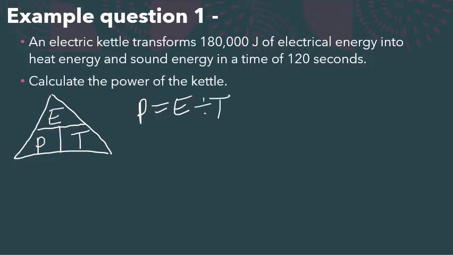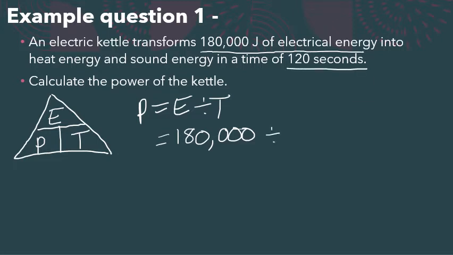Now all you need to do is look for the information in the paragraph and substitute those values into the equation. We have the electrical energy here, so we can change the E into 180,000, and we have the time of 120 seconds, so we divide that by 120 seconds. And when you do so, you get 1,500 watts. And that's how you answer that type of question.